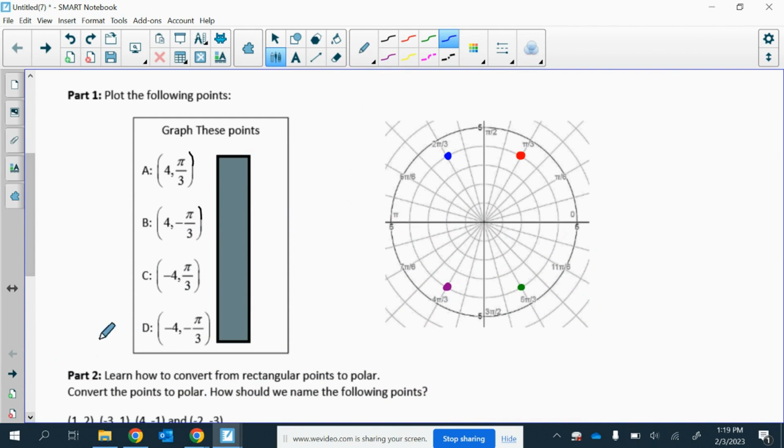So now let's do some examples. We're going to plot the following points. We're going to plot 4 comma pi thirds. So what we want to do is plot a radius of 4 at an angle of pi thirds. And so that would look like this. Notice that the radius is 4: 1, 2, 3, 4. And then there's a circle with a radius of 4 all the way around. So this is 4 comma pi thirds.